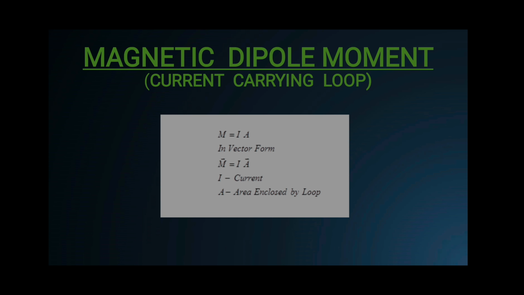As current carrying loop acts as a magnetic dipole, it must also have some magnetic dipole moment. Magnetic dipole moment of a current carrying loop can be expressed as the product of current I and area A. What is I? I is current flowing in the loop and A is the area enclosed by the loop. It is also a vector quantity. In vector form, I can write M vector is equal to I multiplied with A vector.